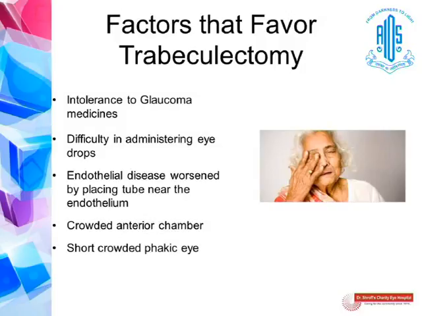If there is a patient who has endothelial disease which is likely to be worsened by placing a tube near the endothelium, again trabeculectomy can be considered. Of course, you have an option of putting the tube elsewhere. Those options are available, but you can keep this in mind. If there is a patient with a crowded anterior chamber or a short crowded phakic eye, again a consideration may be given for trabeculectomy in favor of a tube.